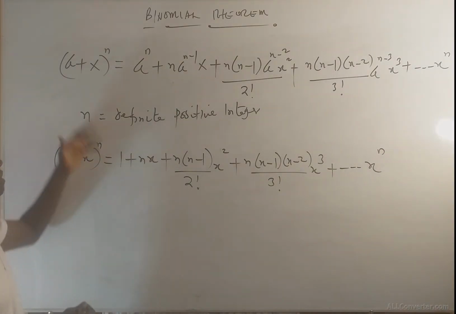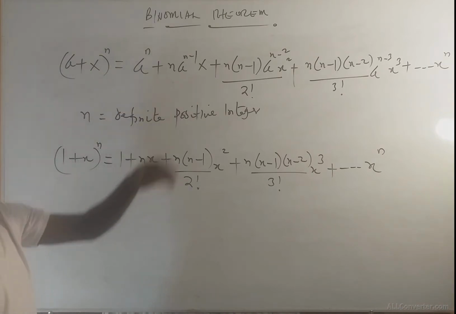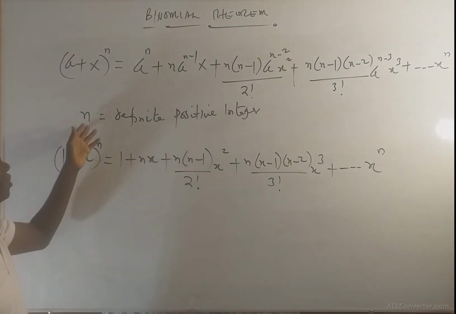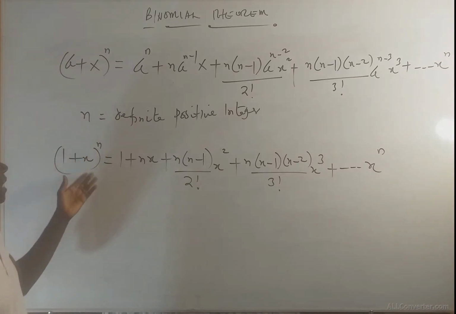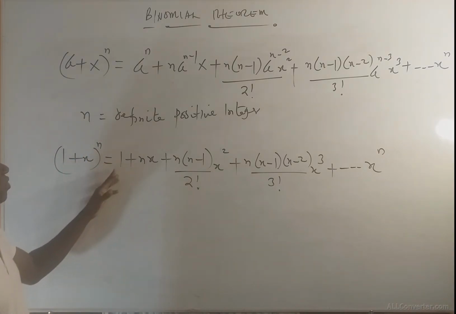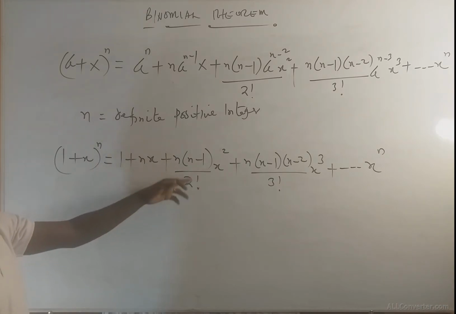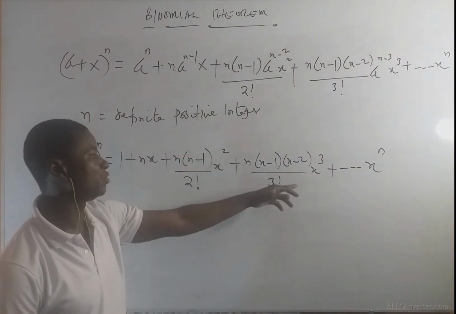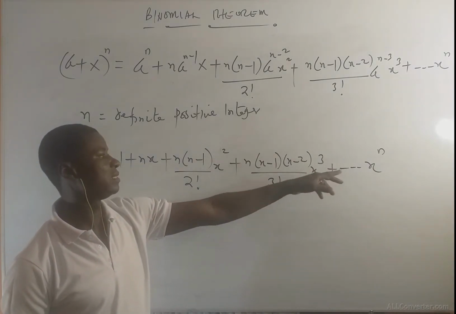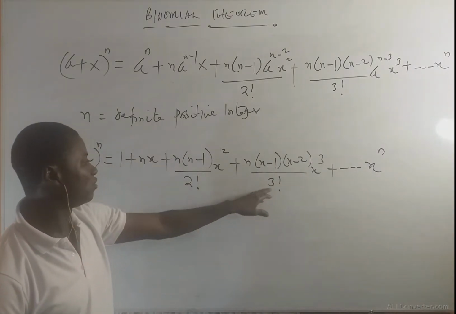So take note, (a + x)^n is equal to what you see there, and you use this when n is a definite positive integer. But when n is not a definite positive integer, that is, it can be a half, then we use the expansion (1 + x)^n. And this is equal to 1 + nx + n(n-1) over 2 factorial x^2 + n(n-1)(n-2) x^3, up to that. Don't forget that it's over 3 factorial.